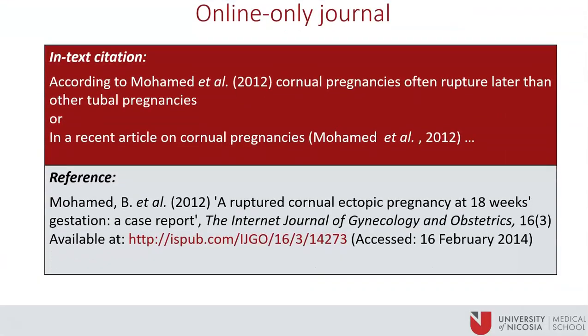An online-only journal reference is similar to the previous one, but an article like this may have no pagination. Therefore, you must always use either a DOI or a URL and include the date you accessed the article on the web.